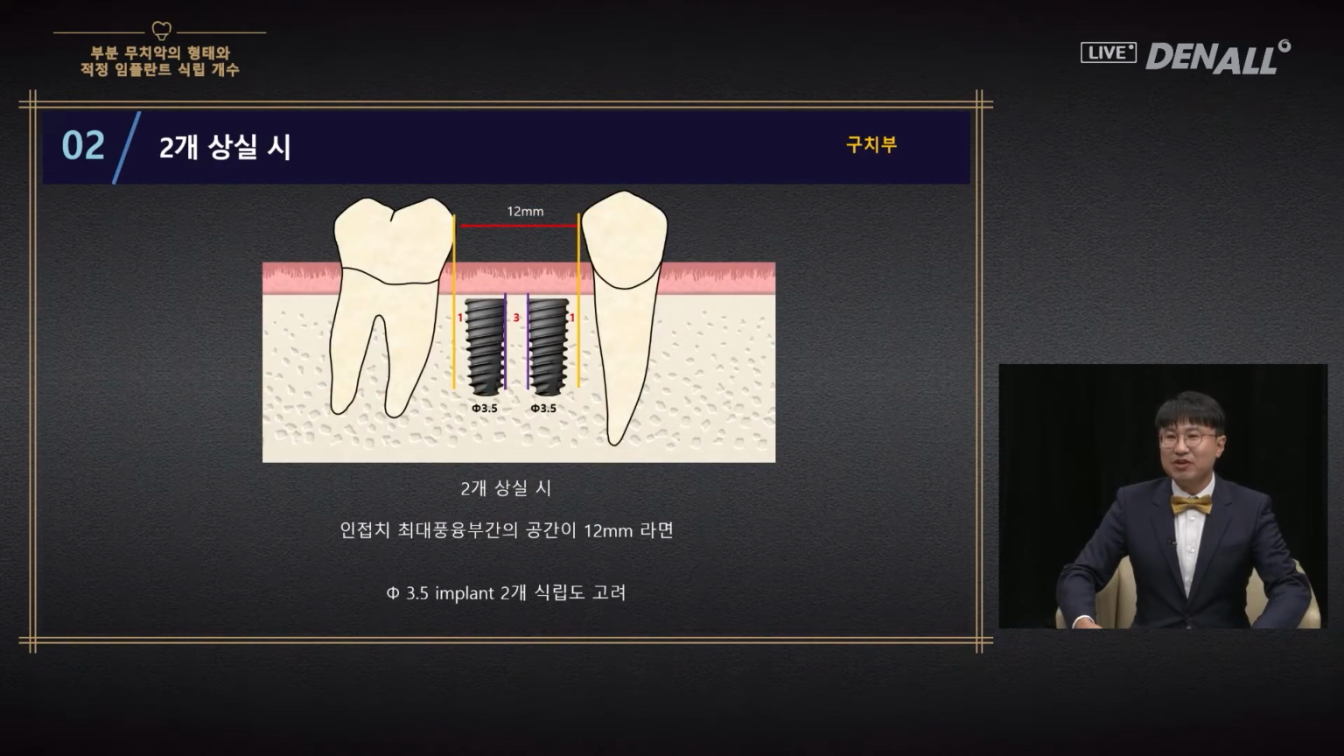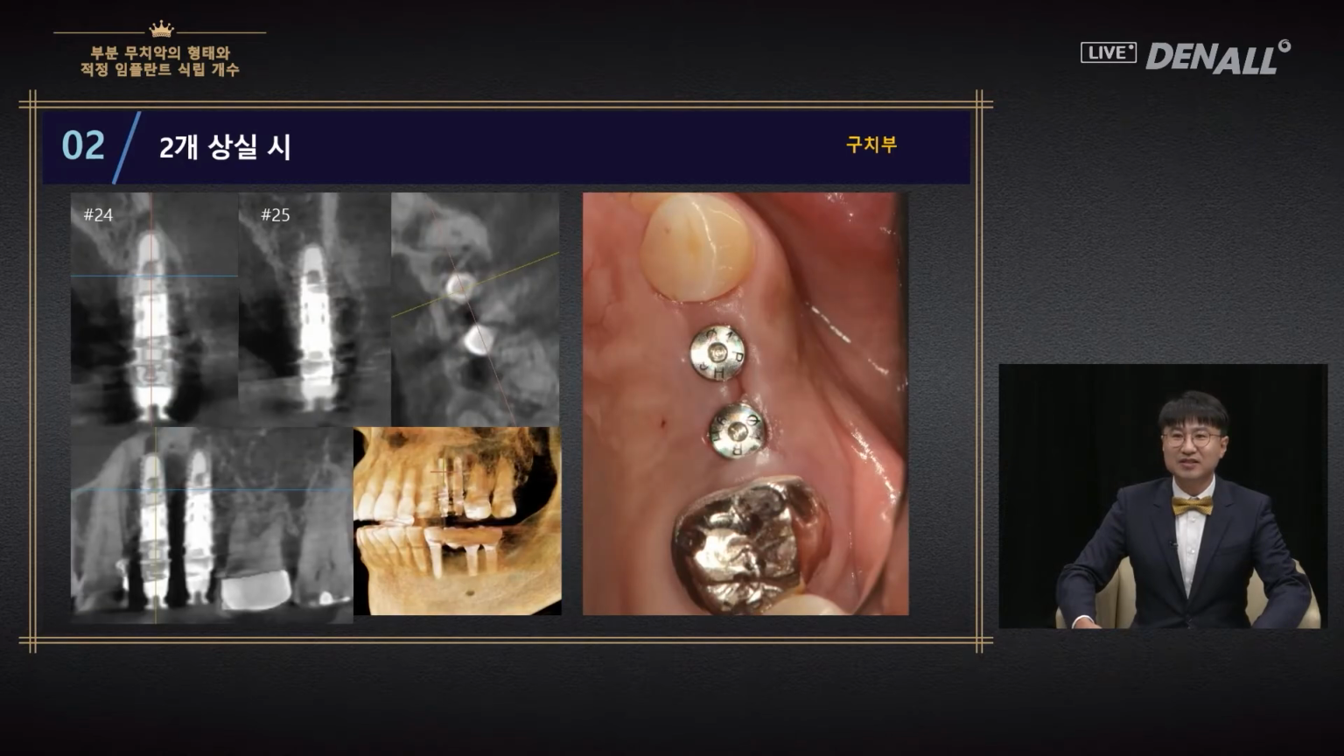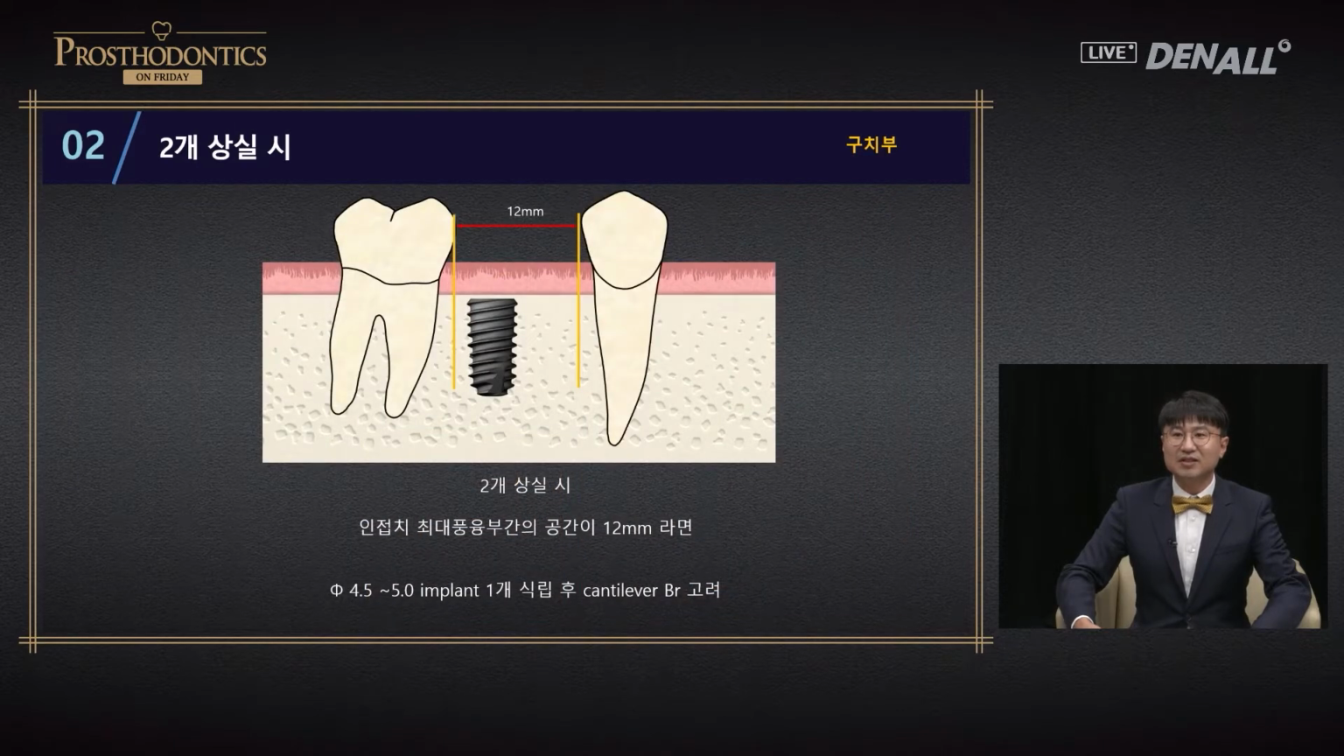If the space between the height of contour of adjacent teeth is 12mm, you can consider placing 2 implants of 3.5 diameter. A 3.5 implant does have mechanical weakness. However, even if bone width is sufficient, if the mesiodistal space is tight and you place a 4.5 diameter implant, biologic problems can be caused. I believe biological issues are a bigger problem than mechanical issues. I believe doing a cantilever prosthesis is a good choice.